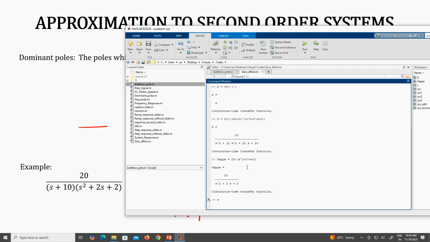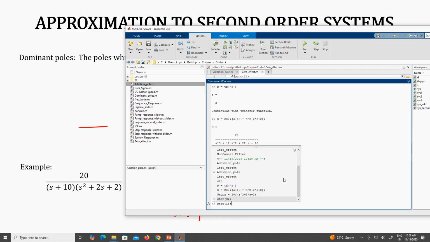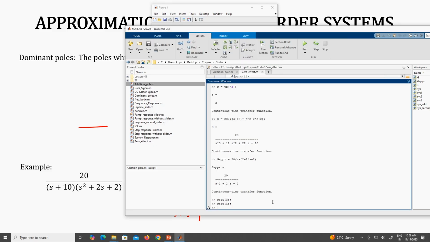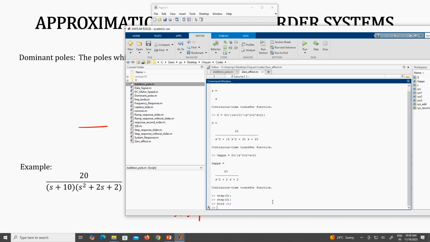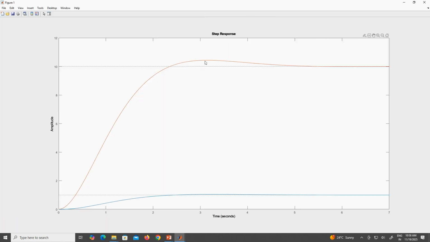Let us see the step response, step G. Let me see if there was already a figure, and get rid of it. So, step G: this is the step response of the original transfer function. Let me hold on to this, and then I give step of the approximated transfer function, which is Gapprox. So, this is what we get. Let us see how it looks. See, this was the original one and this is the one that you had approximated. There is no way the step response is similar.